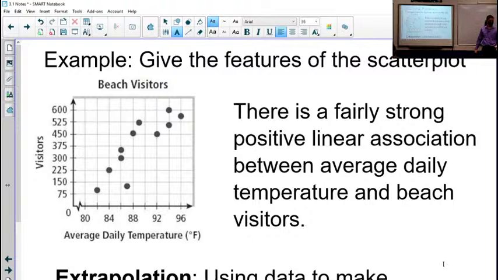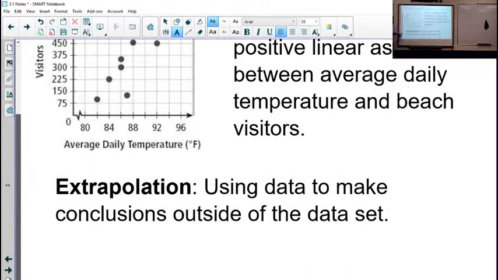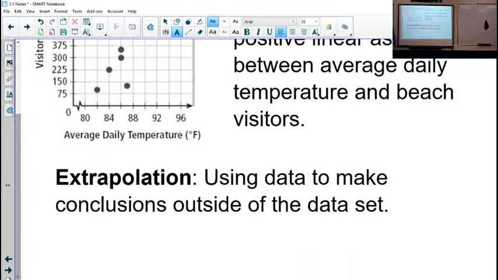That makes sense? Okay. Now this brings up a term that I did not talk about yesterday, but that is important to make sure that we avoid, which is extrapolation. This is something that we want to avoid. Extrapolation means that I use data that is outside of the data set to try and draw conclusions.